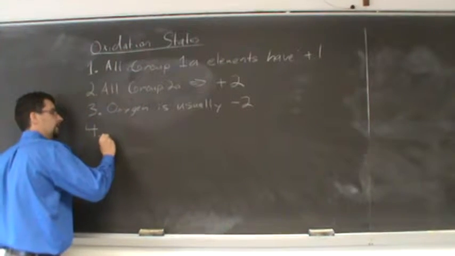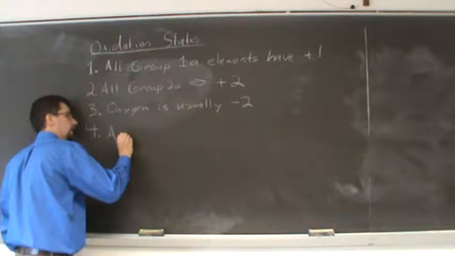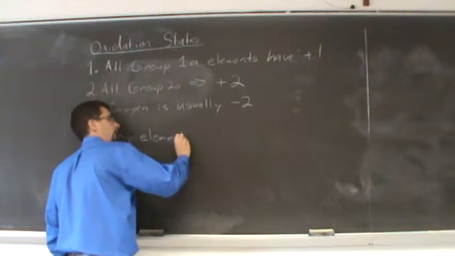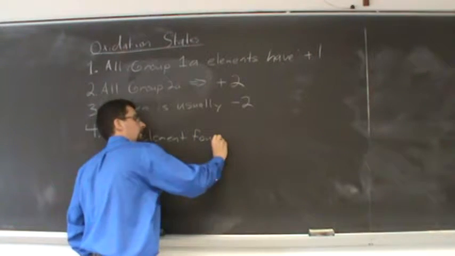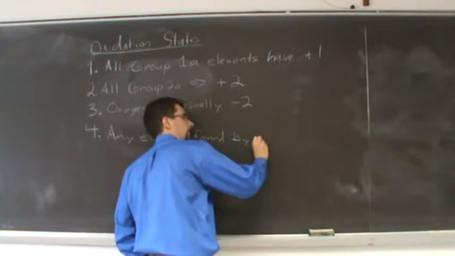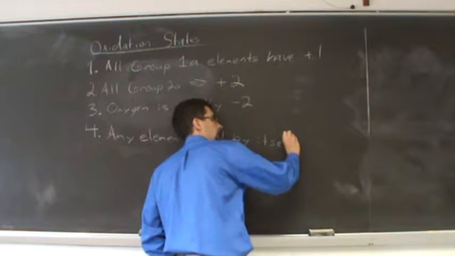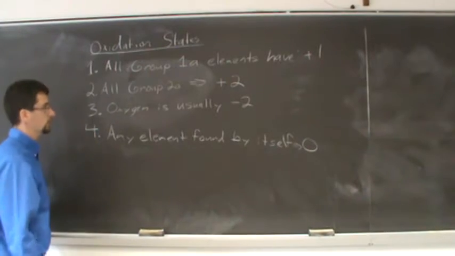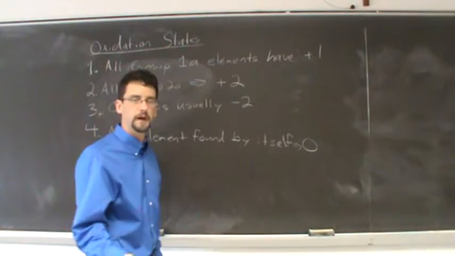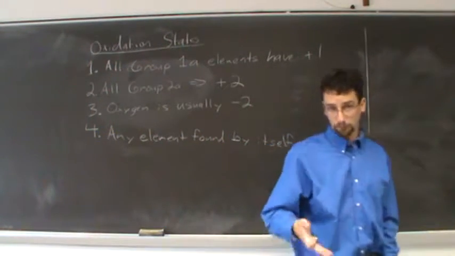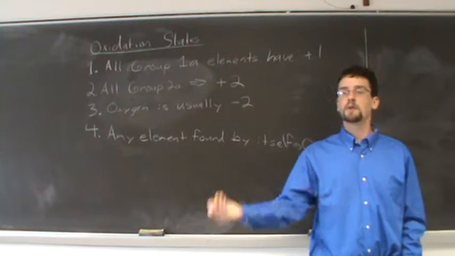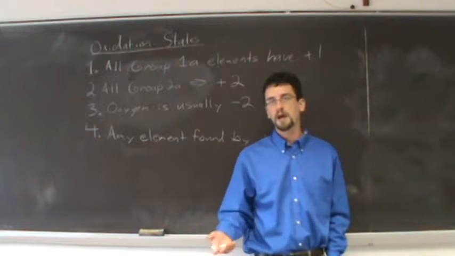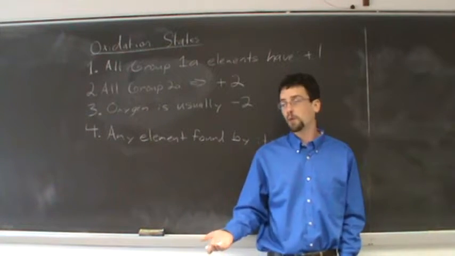Rule 4. Any element found by itself is in a 0 oxidation state. So if we had sodium solid by itself, that would be in a 0 oxidation state. If we have sodium paired up with, let's say, an anion such as chlorine, then we would have it in a +1 state.